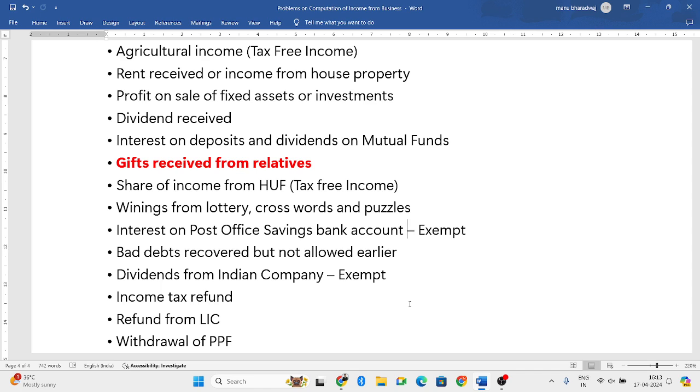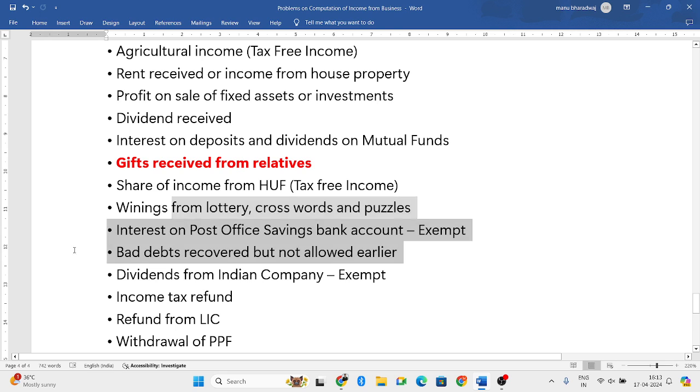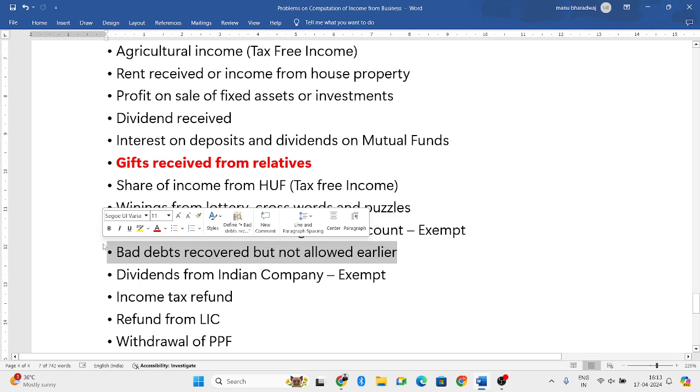business income. Bad debts recovered but not allowed earlier: before, you wouldn't have shown it as a bad debt, but now you have got the amount, so it is a non-business income. Dividend from Indian company is an exempted dividend. Any dividend you are receiving from an Indian or foreign company is not your main business activity, so it is a non-business income.